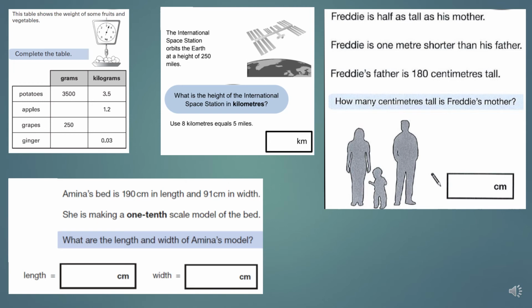Okay, let's see how you did. So this table shows the weights of some fruits and vegetables. Complete the table. Okay, so we have grams and kilograms. Potatoes have been converted for us. So we have 3,500 grams is the same as 3.5 kilograms. And then we have 1.2 kilograms, 250 grams and 0.03 kilograms. So first of all, let's look at our apples, and we're going to use a place value chart.